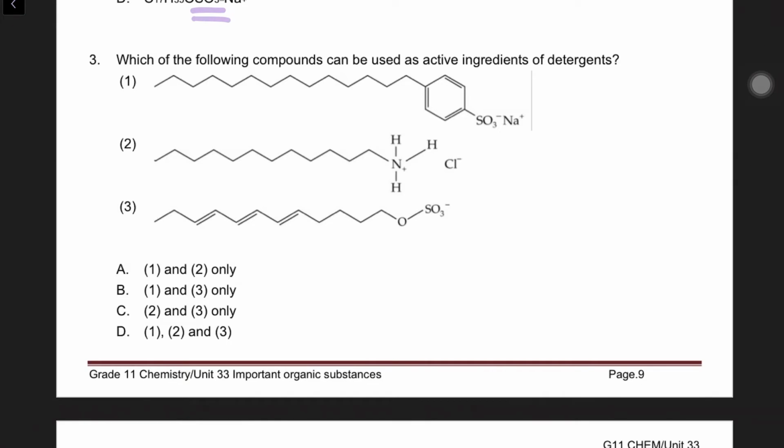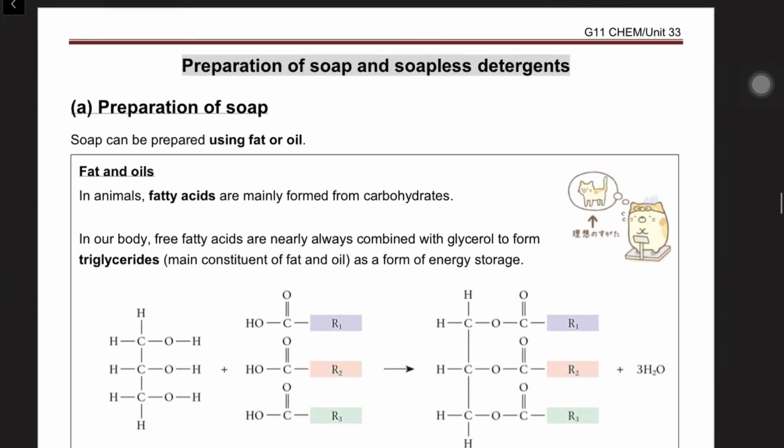Now, again, what should be the active ingredient? It should contain an ionic head and a covalent tail, or non-polar tail. So among all these 3 compounds, all of them are possible. So D, 1, 2, and 3, because all of them fulfill our idea. Next, we're going to discuss how the soap and soapless detergent are prepared.